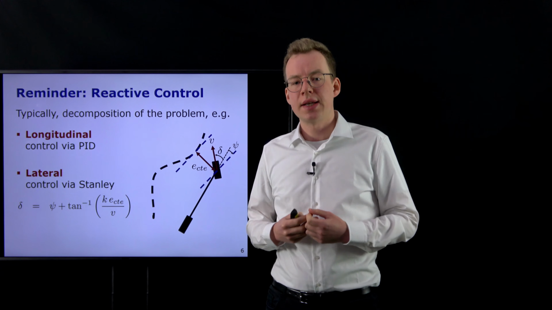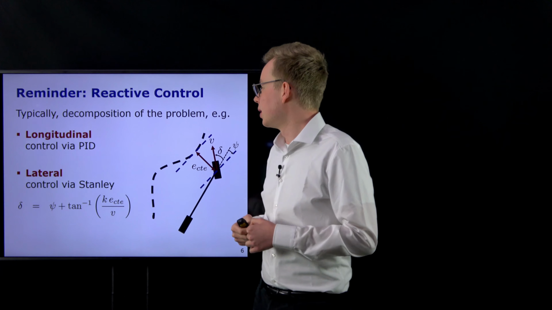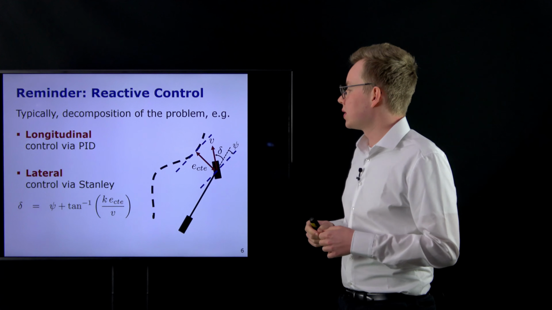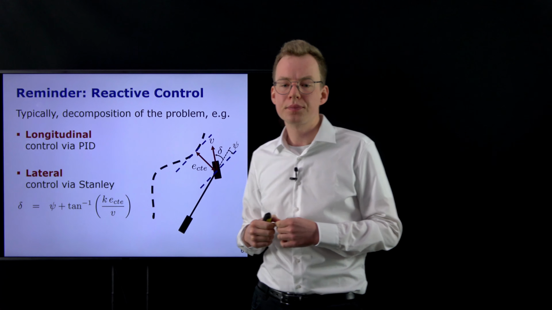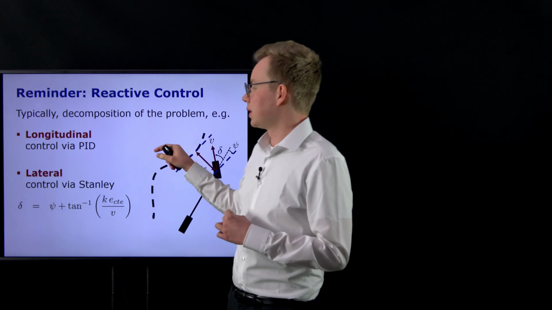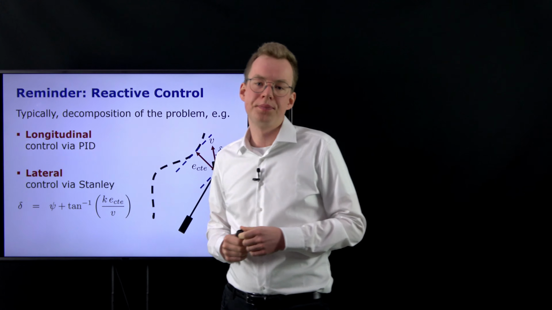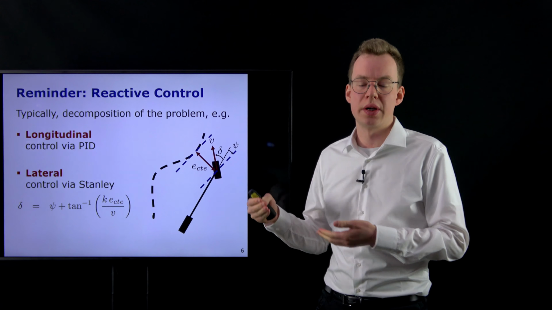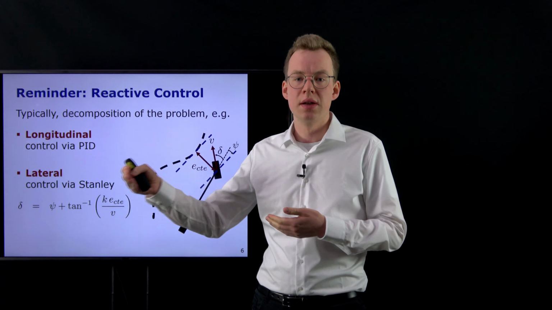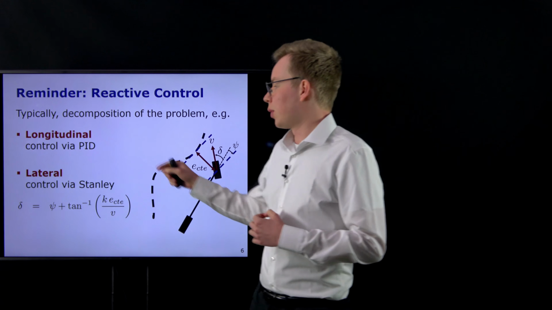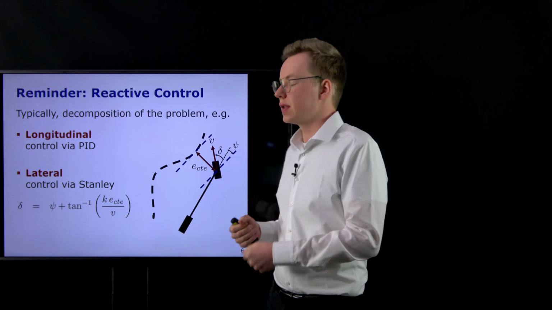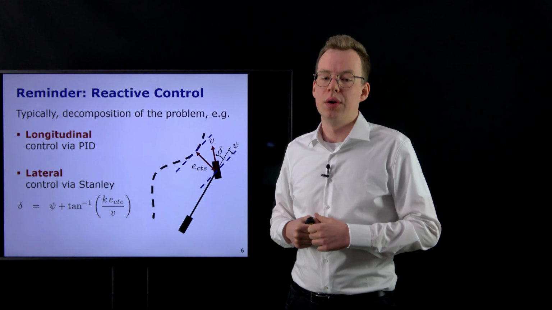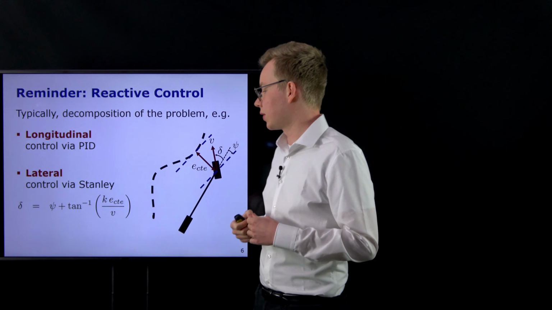And so in that setting, we would typically decompose the problem along different dimensions. So for example, for this bicycle model of the vehicle, we would decompose it into a longitudinal problem where we propose a controller to control the velocity of that vehicle. And one choice that we may take is a PID controller. And then on the lateral dimension, so for the steering commands, we would use, for example, a Stanley controller.